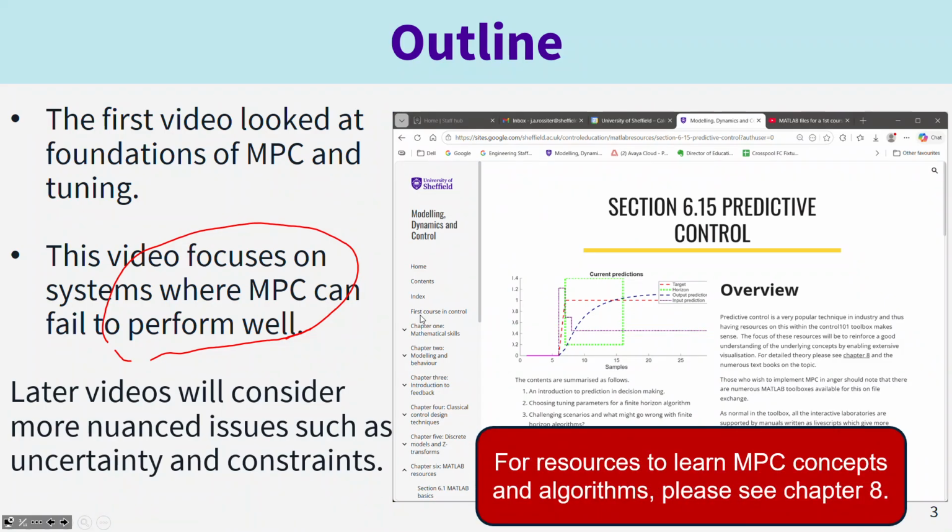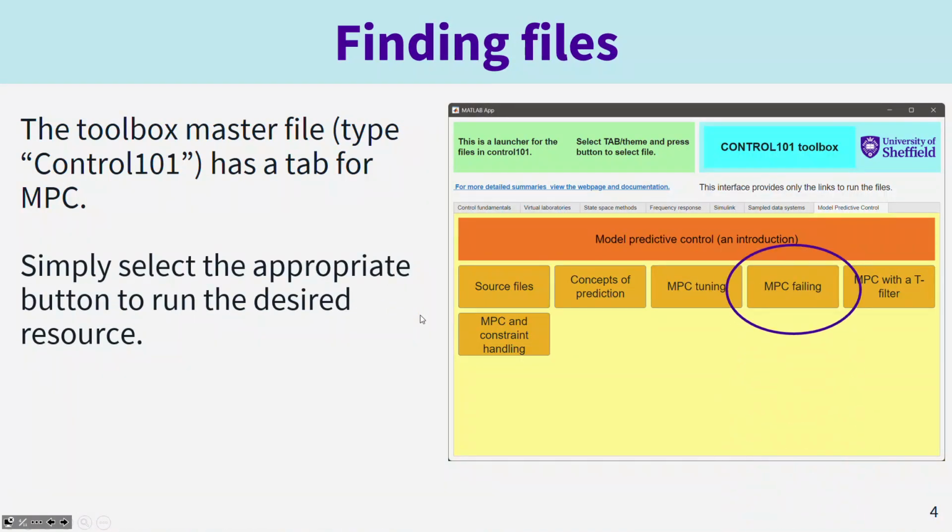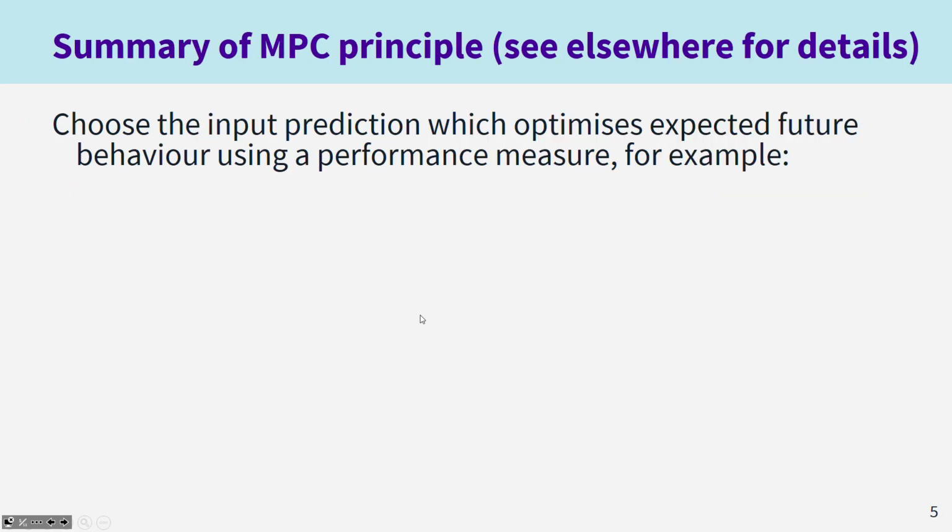A reminder also that this video is not looking at fine technical detail. If you want to learn MPC properly, then please go and look at other resources, such as the web page here, Chapter 8. How do you find the files that we're going to talk about? Well, launch the Control 101 toolbox, and then you'll see there's a button here which says MPC failing, and simply press that button and the resource will open.